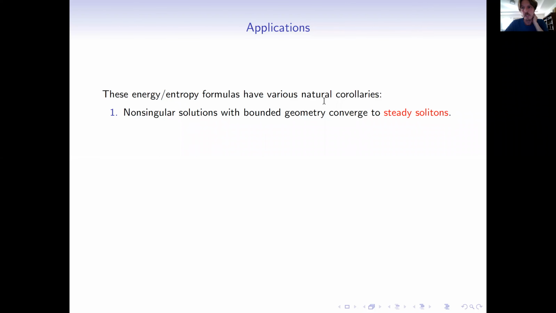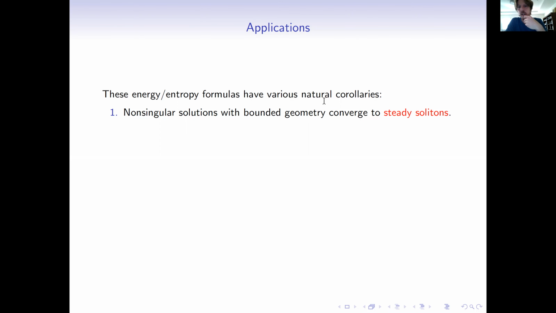So for instance, I make a rough statement: non-singular solutions with bounded geometry. What do I mean by that? Just assume you have a solution of generalized Ricci flow that exists for all time, and the curvature is bounded, and the injectivity radius is bounded below, and the diameter is bounded above, say. Or you don't even need the diameter assumption, I suppose. Then you can prove that as time goes to infinity, it will converge to a steady soliton.